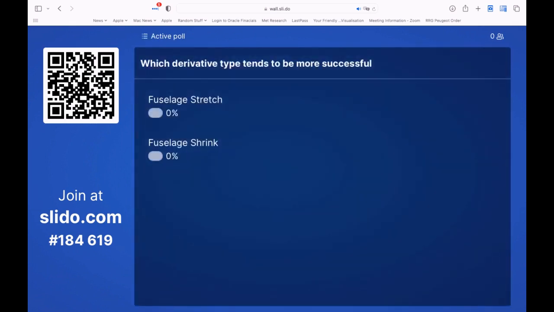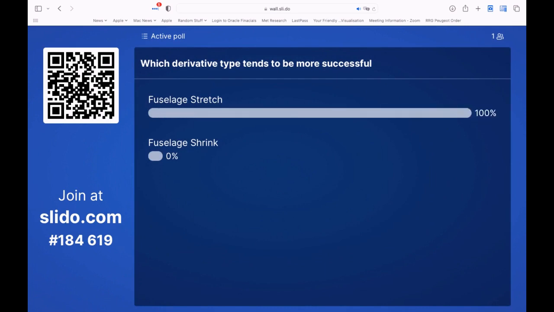Okay. Which type of derivative... Oh, by the way, someone's using the lift. We'll see if it opens. And 100% of you get this right. Of six.